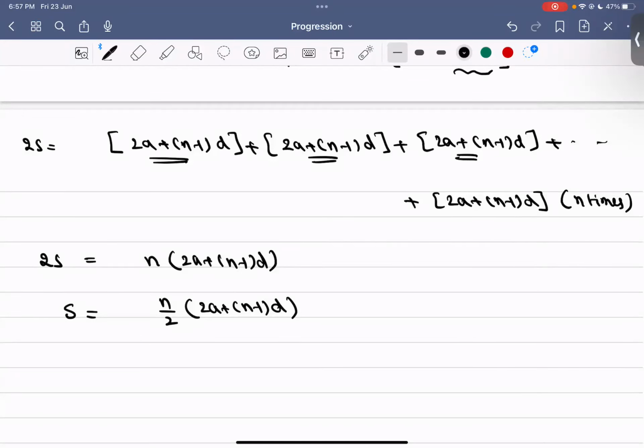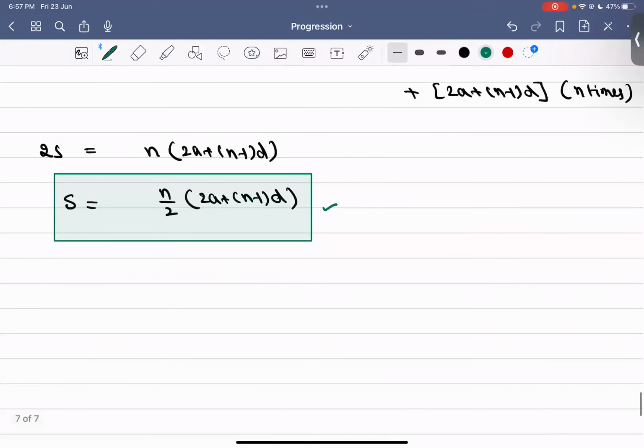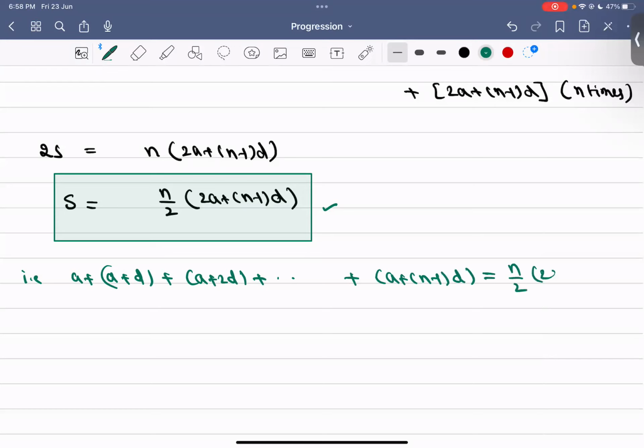So this is the formula for the sum of the terms of an arithmetic progression. S, the sum of N terms, is N by 2 into 2A plus (N minus 1) into D. So now you can write it like this: A plus (A plus D) plus (A plus 2D) plus etc. up to A plus (N minus 1) into D, the sum of N terms, is equal to N by 2 into 2A plus (N minus 1) into D.